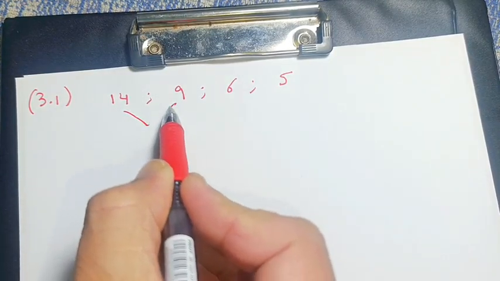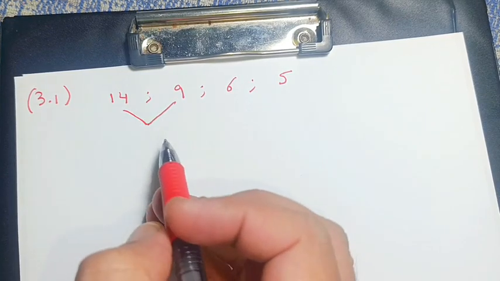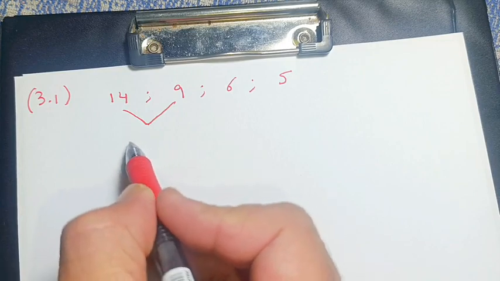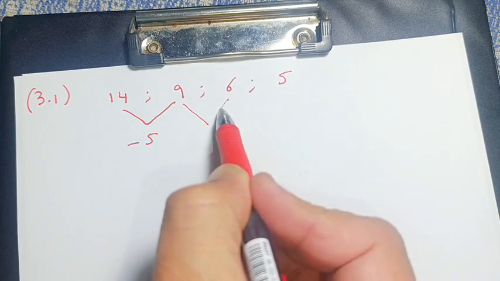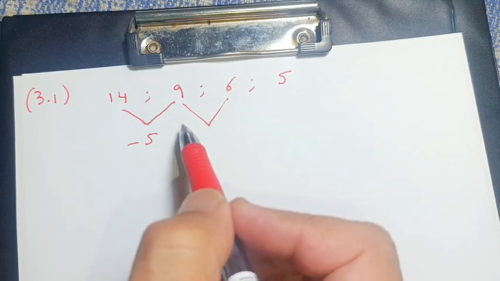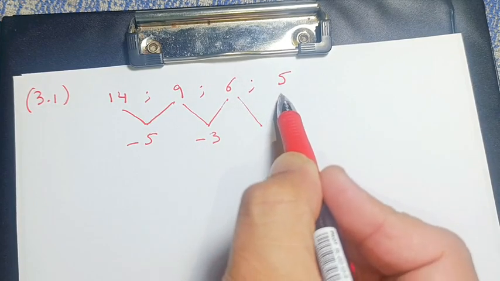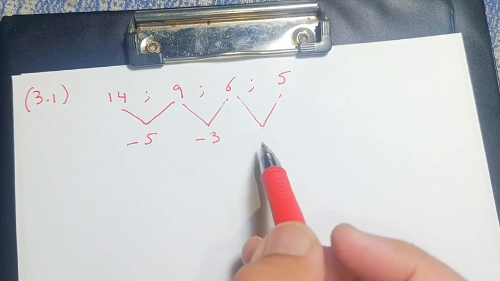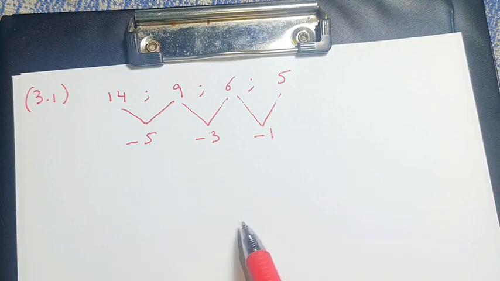So the first difference is going to be 9 minus 14, which is -5, and then 6 minus 9 is going to be -3, and then 5 minus 6 is going to be -1. This is my first difference.